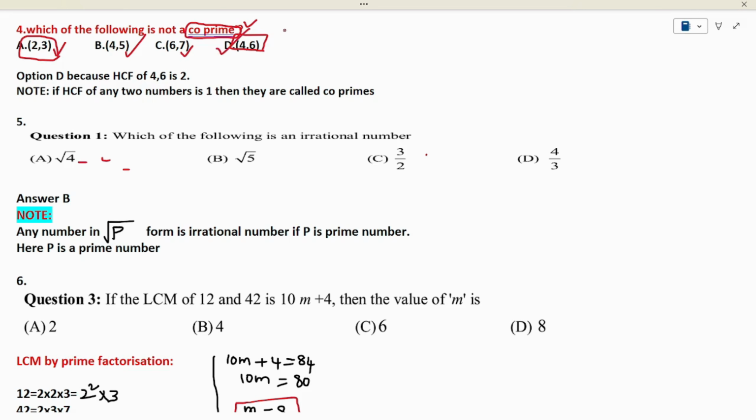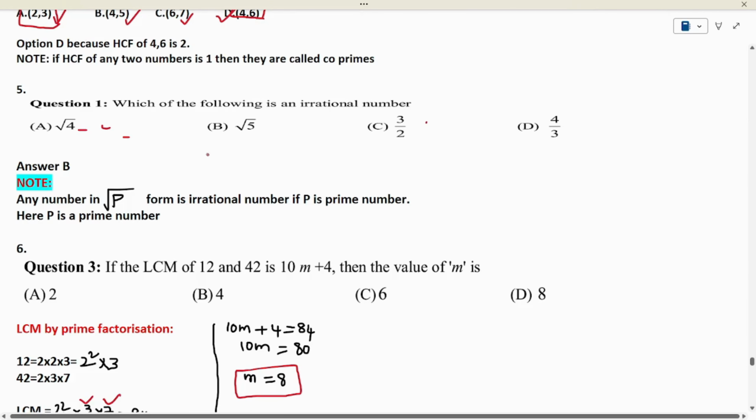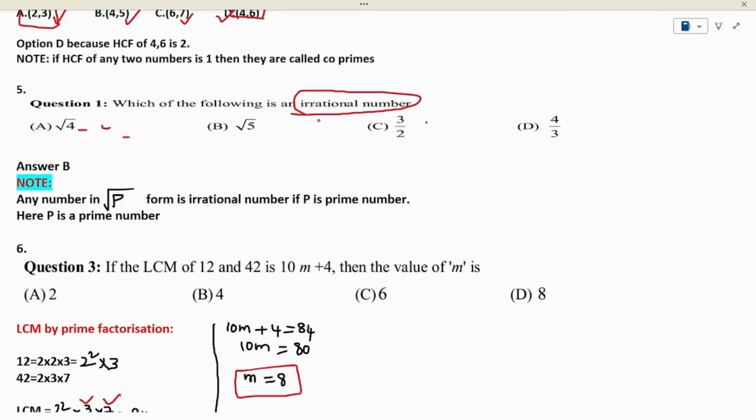In this question, he is asking which of the following is not co-prime. So, option D is not co-prime. So, I can choose option D. Come to question number 5. Which of the following is an irrational number? We have to identify the irrational number in the given options.